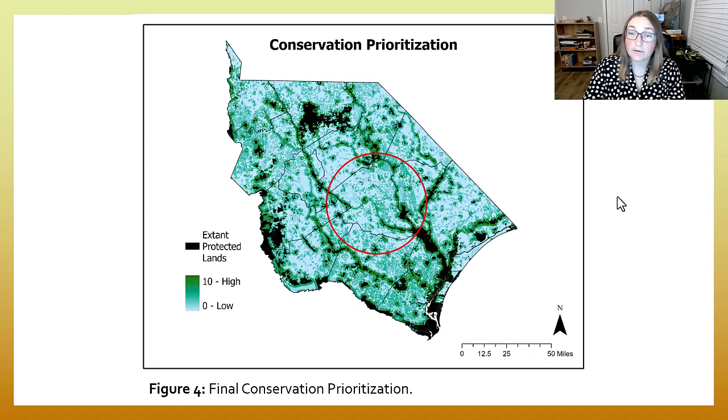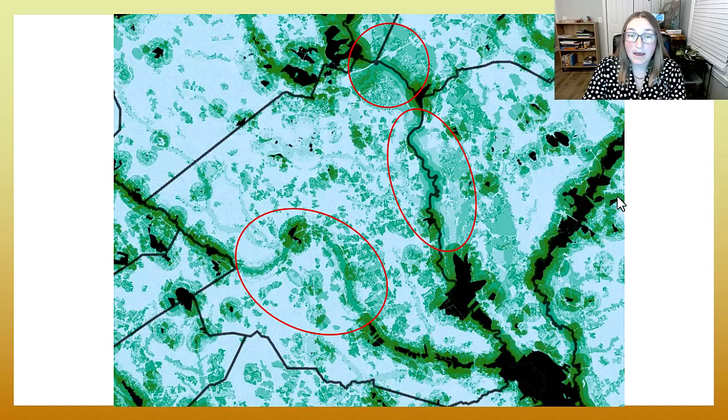Let's take a closer look at Florence County. Zooming into the map, we can really see where there might be gaps. Again, these blacked out areas, those lands have already been protected, but then the darker green color means that more factors were overlapping there. It would be a higher priority for conservation.